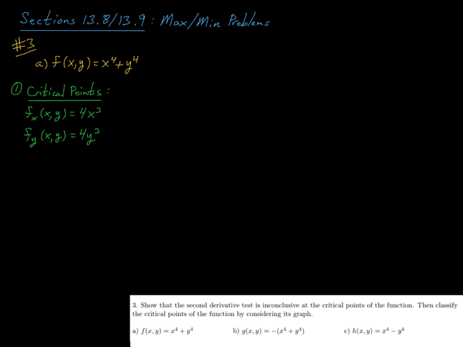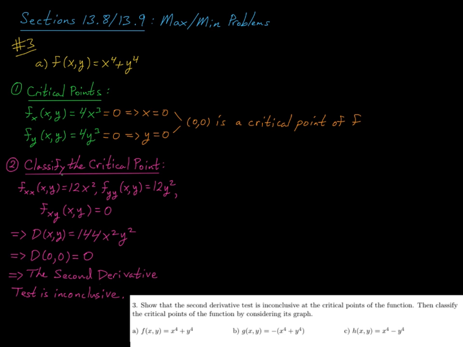So finding the critical points, we have the x derivative and y derivatives here. Setting those to 0 gives us 0, 0 as a critical point of f. So then, to classify the critical point, right, we use the second derivative test.